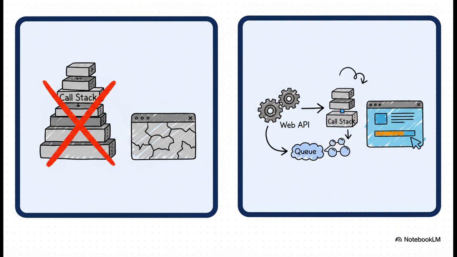But on the right, by using an async pattern, we process one small piece of work and then we let the stack clear. This gives the browser a precious little window to breathe, to handle clicks, to scroll, and most importantly, to actually render updates to the screen. Then the next piece of work can start.